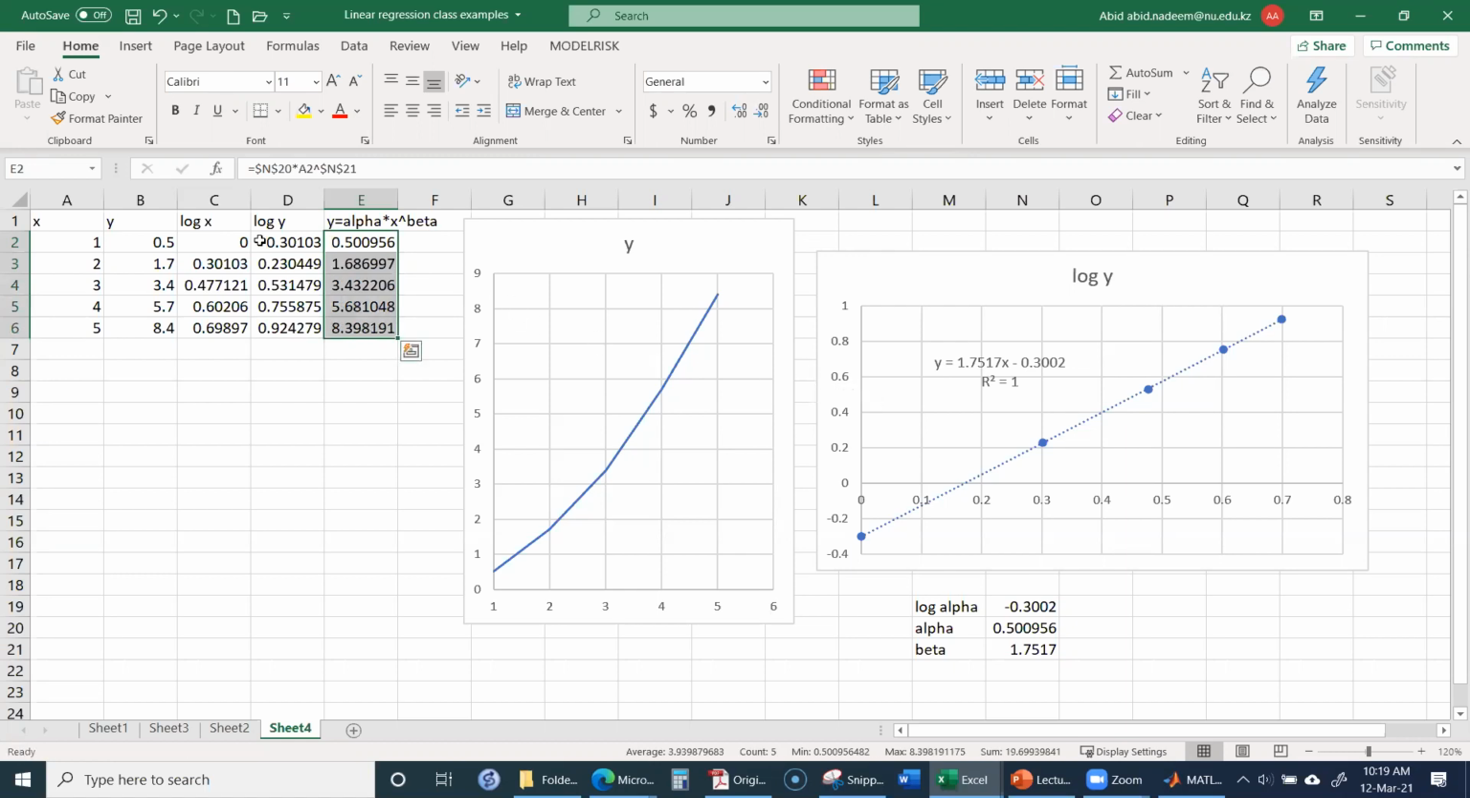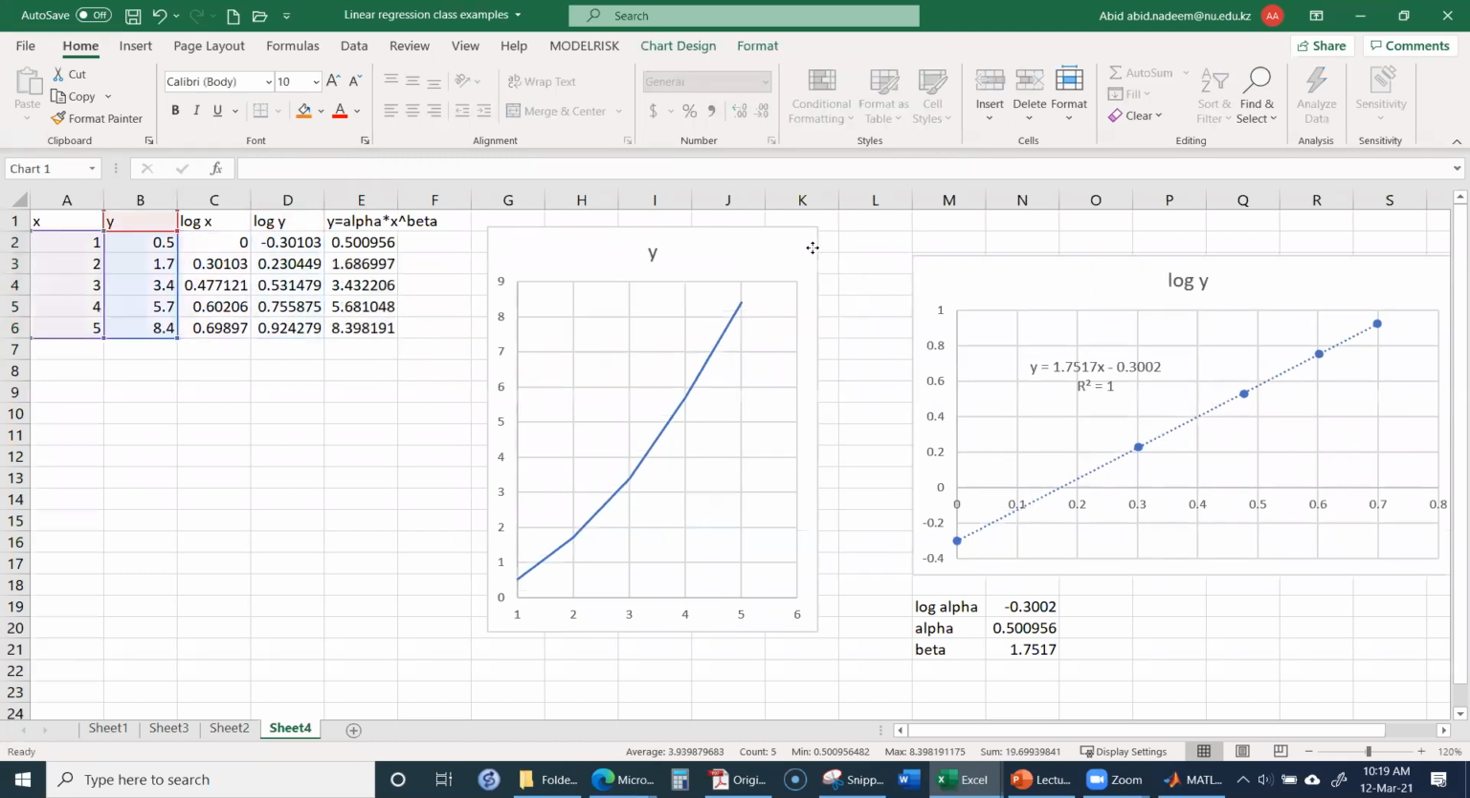Yeah, now it's correct. So it is 0.5, it is 0.500. It is 1.7, it is 1.68. Okay. And then 3.4, 3.4, 5.7, 5.68, 8.4, 8.39. So it's very close. Okay.